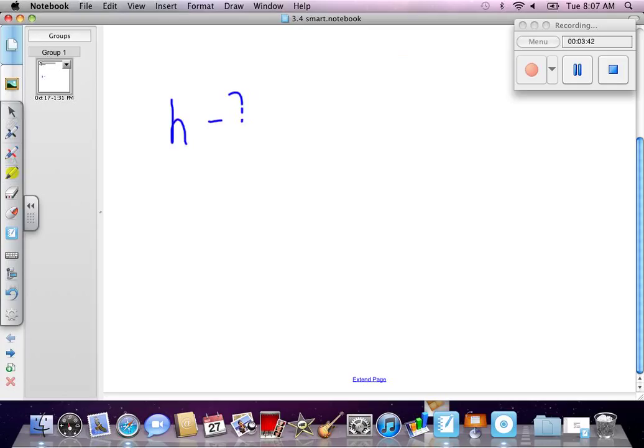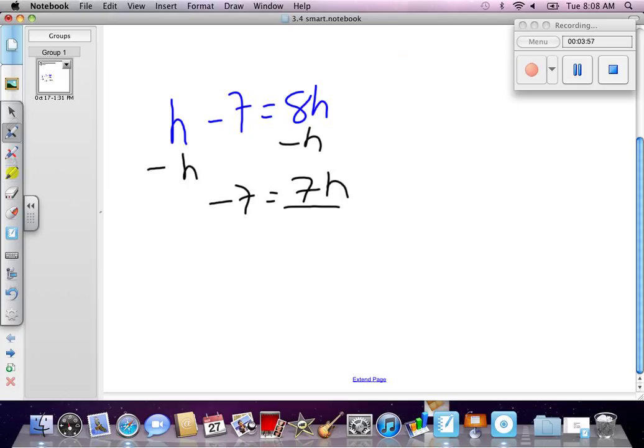All right, so we're going to look at C. h minus 7 equals 8h. So the first thing we're going to do is subtract h from both sides. And we get negative 7 equals 7h. And then divide by 7.